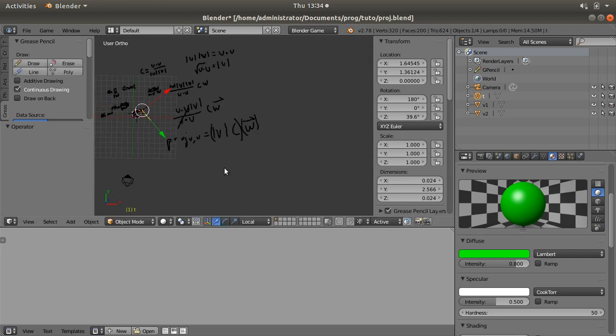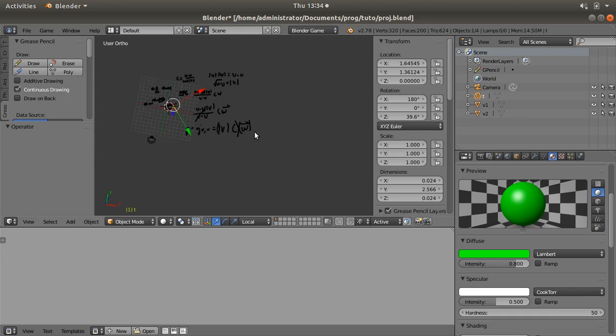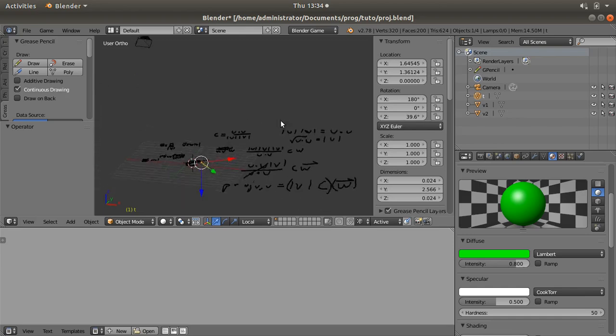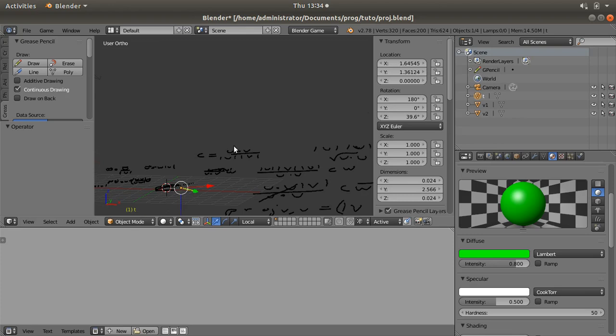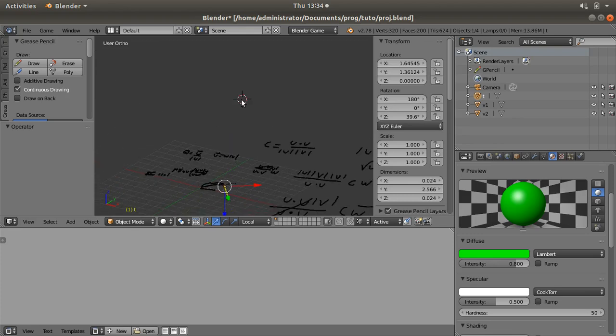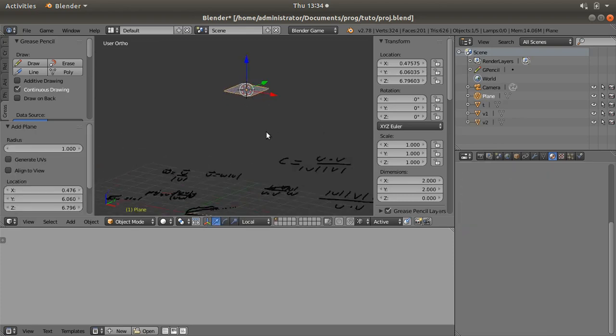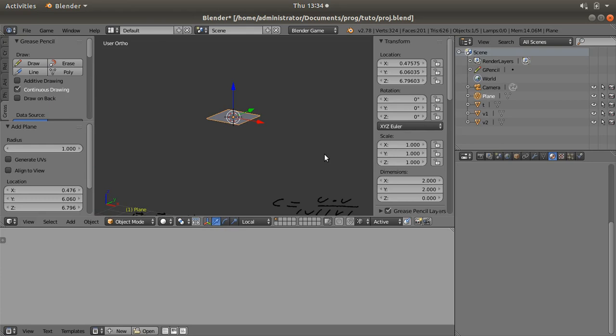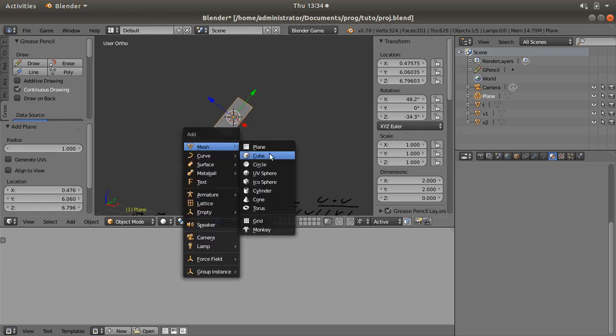So one application of vector projection is to find the shortest distance from a point to a plane. So here I have a plane. Here's a point.